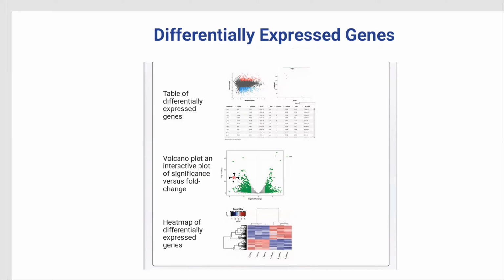Here we can see a volcano plot. In green are the differentially expressed genes. This is also an interactive plot. And we produce a heat map of the differentially expressed gene expression level.